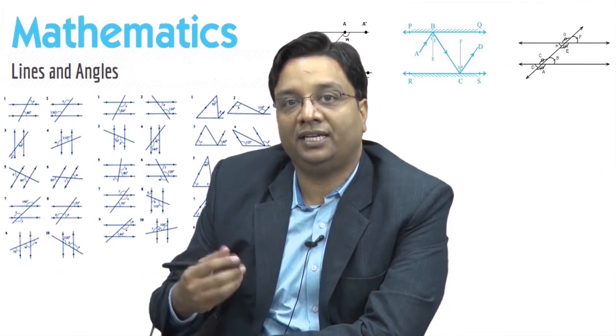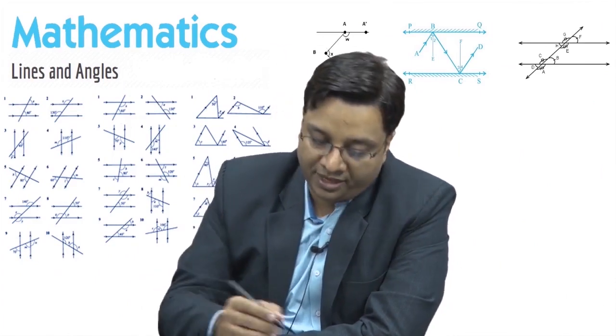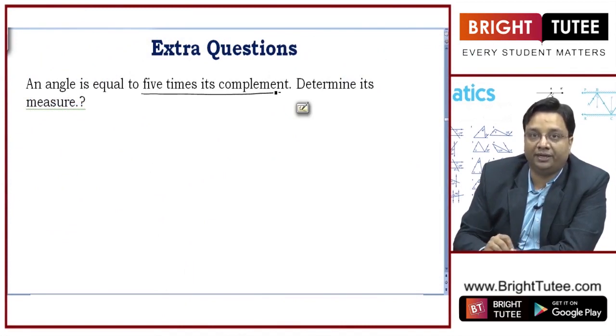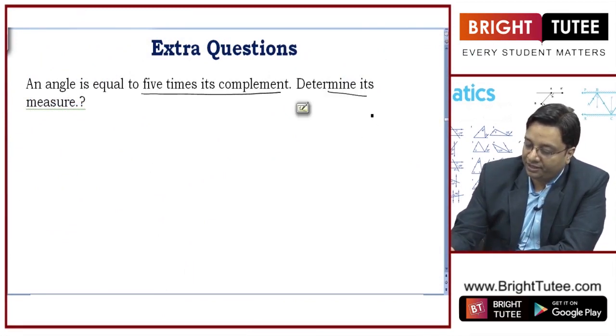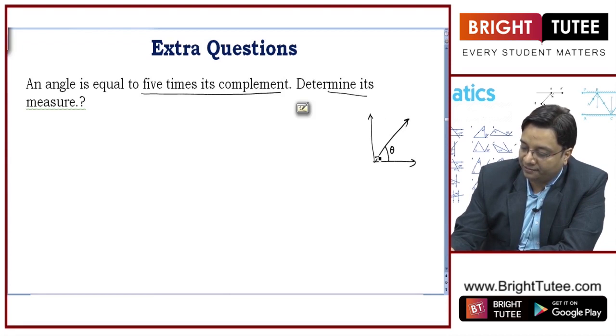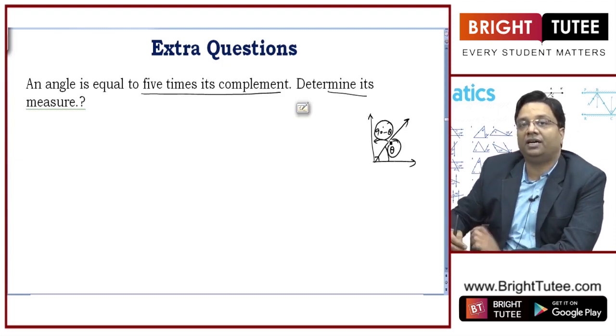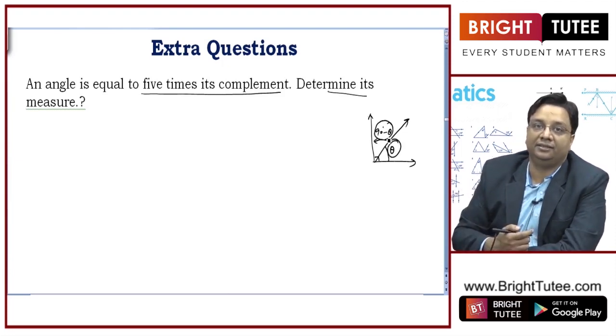Let us do some of the extra questions for your practice. An angle is equal to 5 times its complement. Determine its measure. What is a complement? If there is a 90 degrees angle and you divide it into two parts, so if this is theta, what will be this angle? This angle will be 90 minus theta, right? These two angles are complementary to each other. Why? Because their sum is 90 degrees.